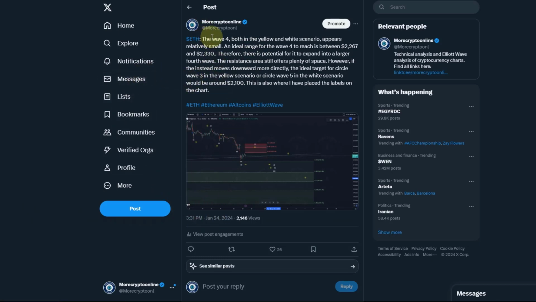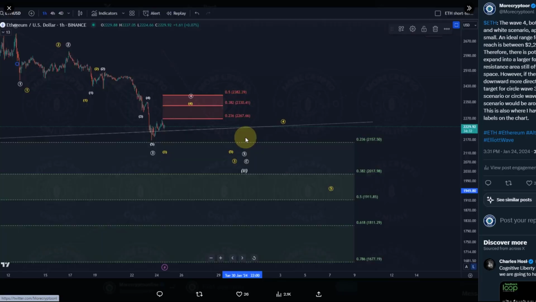24th. And I highlighted the wave 4, both in the yellow and white scenario, appears relatively small. An ideal range for the wave 4 is to reach between 2,267 and 2,330. Therefore, there is potential for it to expand into a larger 4th wave. At the time, the wave 4 was indeed very tiny. And the idea was for the price to move into that region between 2,267, which is the 23.6 retracement of the 3rd wave, and 2,330, which is the 38.2 retracement.